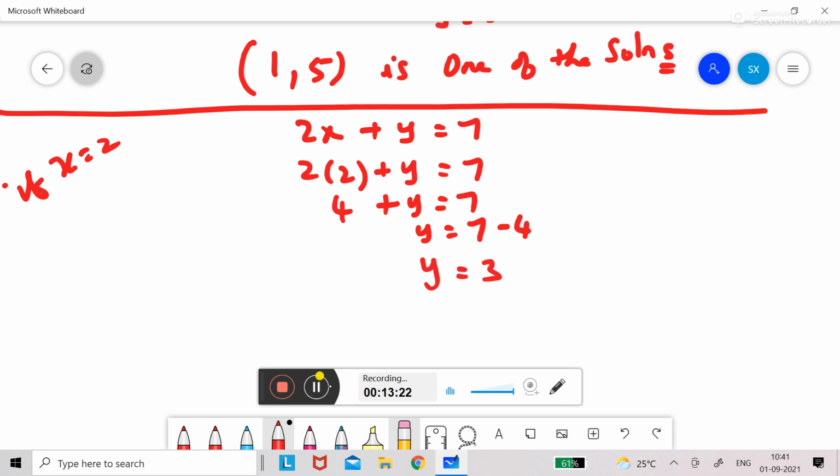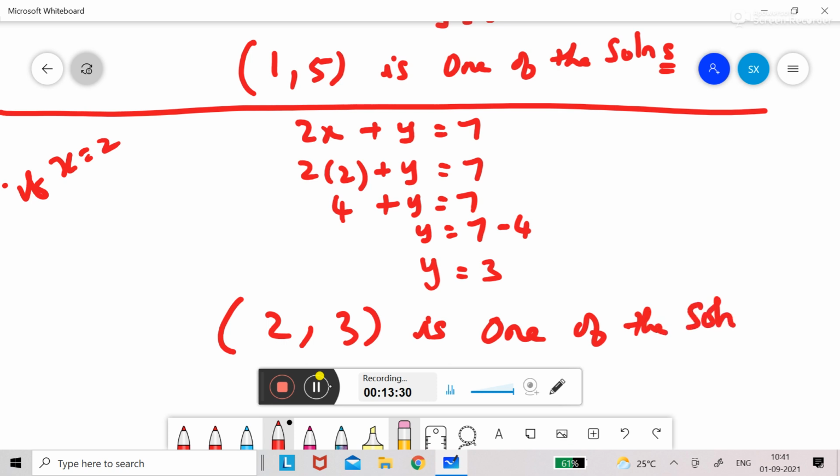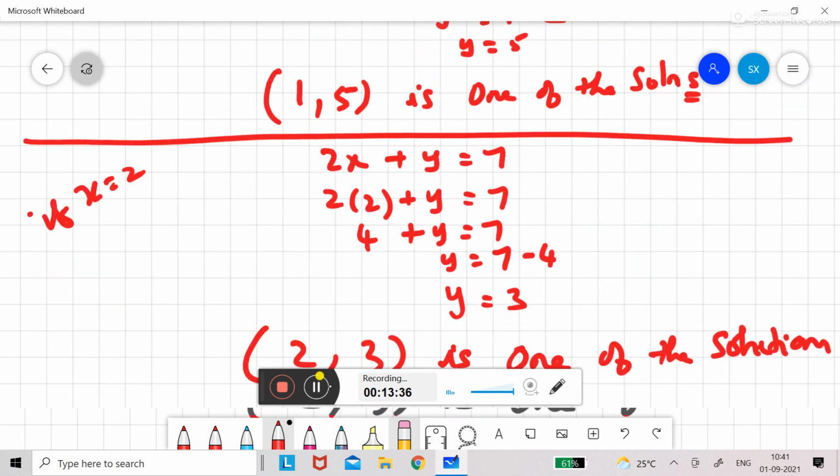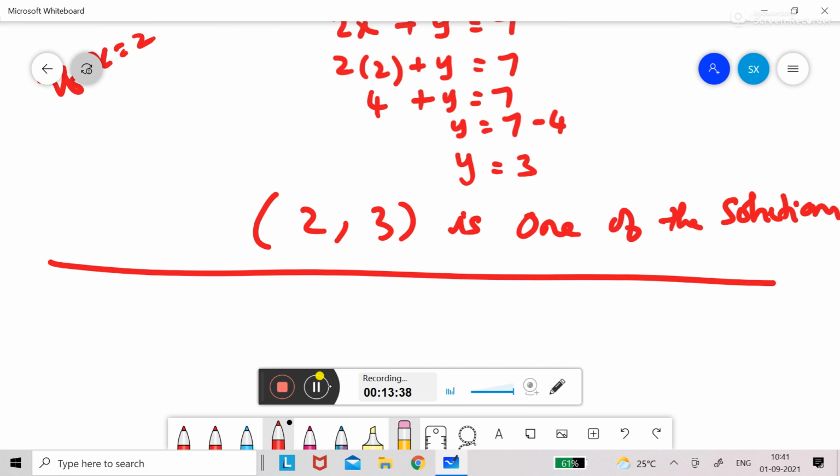So what is my solution? 2 comma 3 is one of the solutions. There are an infinite number of solutions; again, I'm telling you, this is one of them. So how many have we done? 0 comma 7, 1 comma 5, 2 comma 3. One more we have to do.